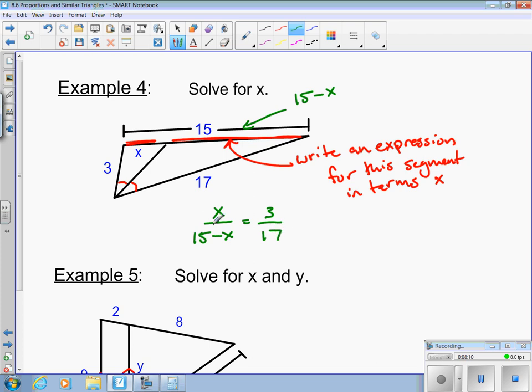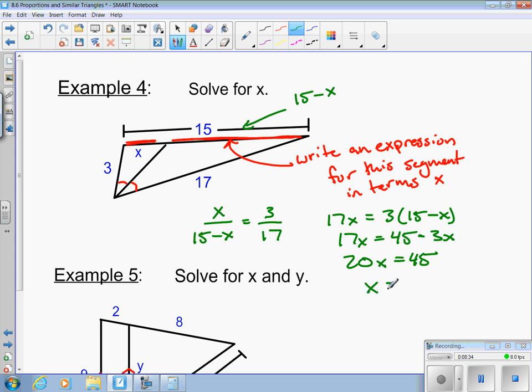At this point, we cross multiply. 17x equals 3 times 15 minus x, that whole quantity. 45 minus 3x equals 17x. Get my x's over there. We get 20x equals 45. Divide by 20. X equals 2 whole times, and 5/20ths left, which is 1/4.